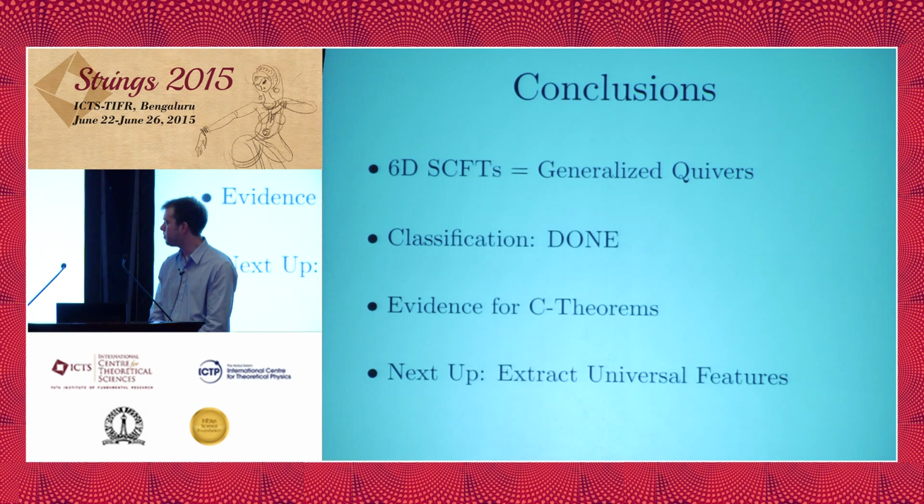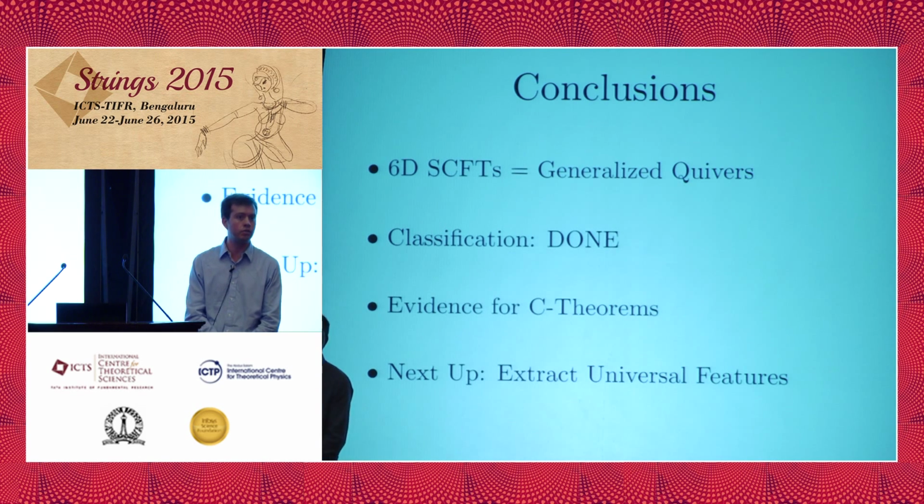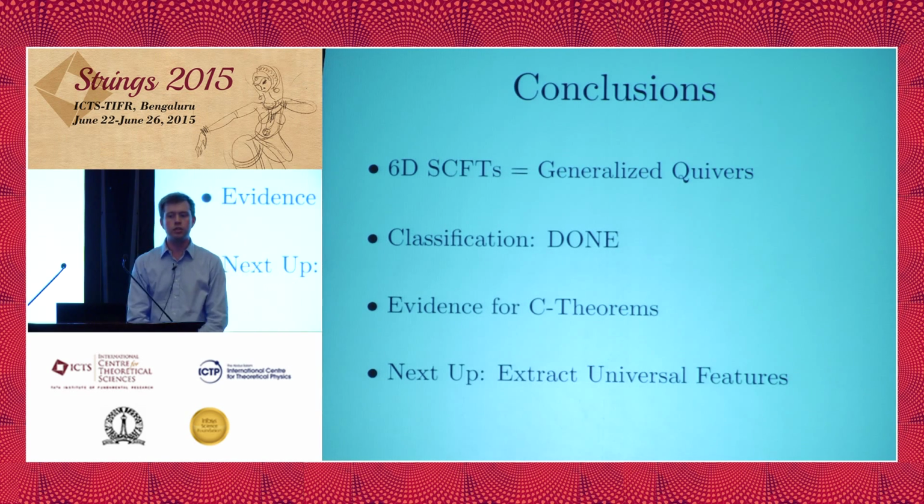I think the next thing up in this story is to use the fact that all of these theories look the same. They all look like generalized quivers, to start extracting general lessons about all the 6D CFTs in one shot from the fact that they all have very similar looking features.